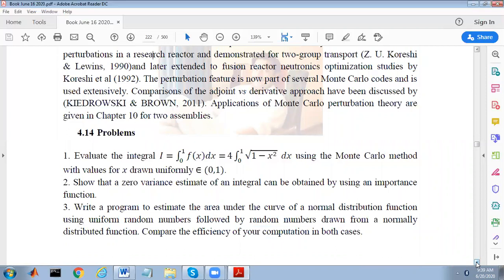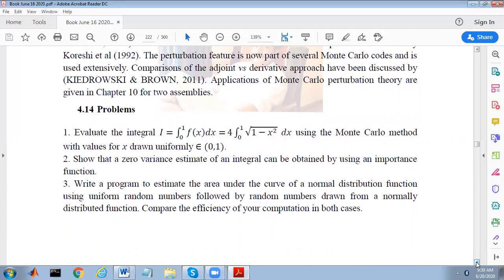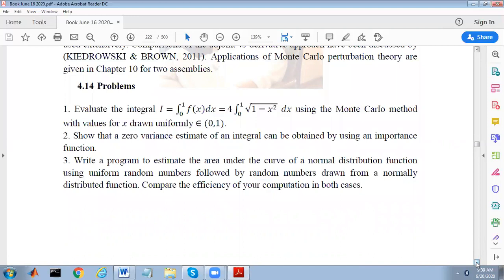So take a look at these problems and make sure you understand. The first is on the calculation of pi. The second is to show that you can get a zero variance estimate. Show it yourself. And the third is to write a program to estimate the area under the curve of a normal distribution function using random numbers you yourself obtain from a normal distribution and compare the efficiency of your computer.